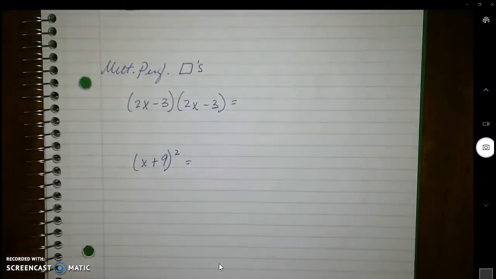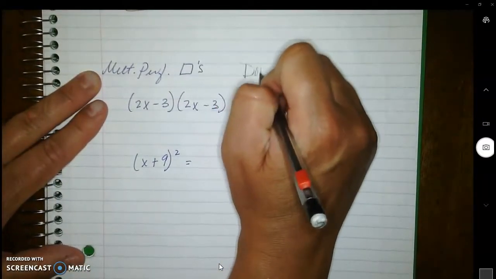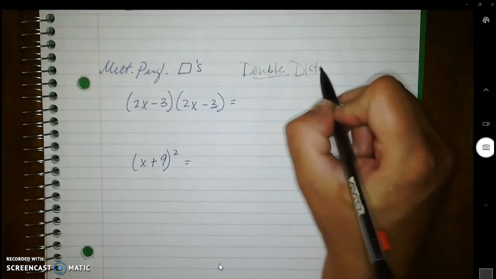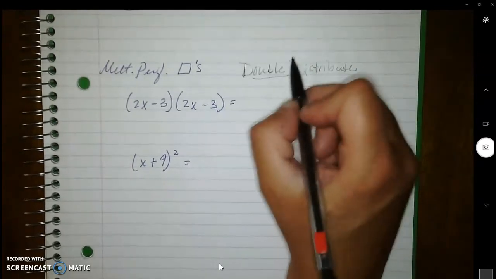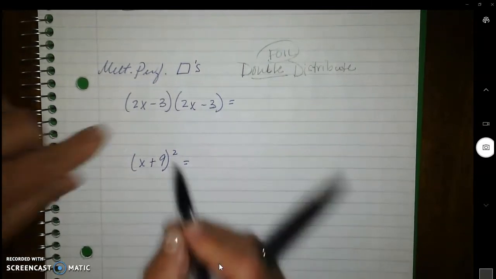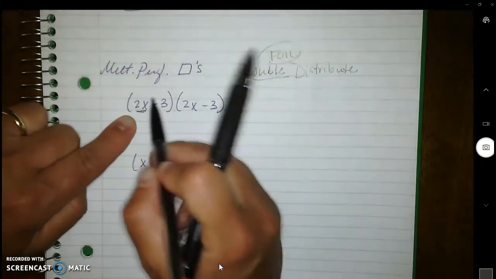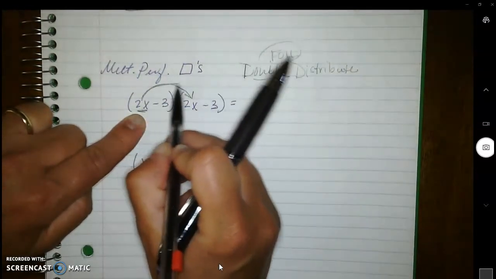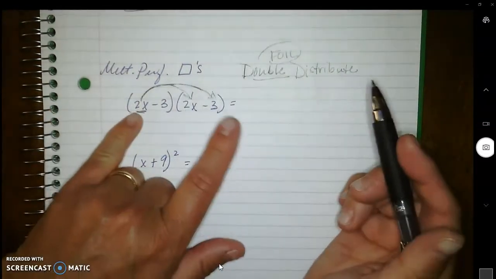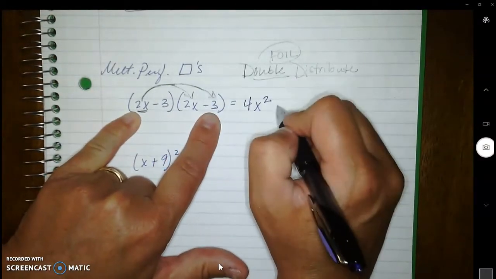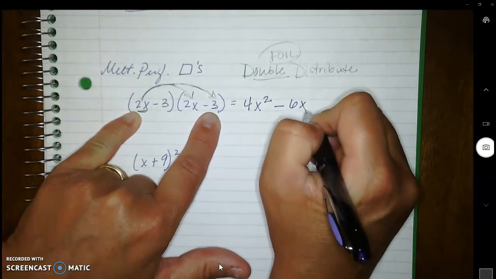For this one, for multiplying perfect squares, you're going to do what I like to call double distributing. Mr. Martorello may have told you about foiling. It's the same thing, but I call it double distributing, okay? And so what you're going to do is start with 2x, and distribute it to the other parenthesis, okay? And then you're going to take the 2x and distribute it over here as well, okay? So 2x and 2x makes 4x squared. 2x times minus 3 is going to be a minus 6x, okay?